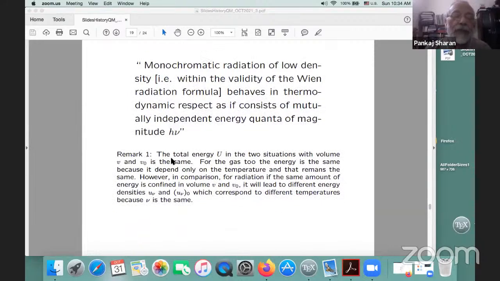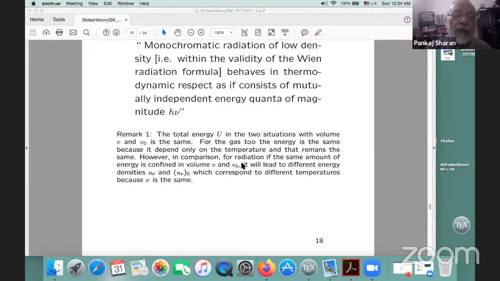Now, this is one remark which I would like to make here, that the total energy U in the two situations with volume V and V0 is the same. For the gas, the energy is also the same because it depends on the temperature and that remains the same. But in the case of compression of the radiation, the same amount of energy is confined to a smaller volume, which means it will be a different energy density. And since nu is fixed, then it will be a different temperature. So the analogy should not be taken too far. The analogy is about the total amount of energy being the same and its volume dependence.